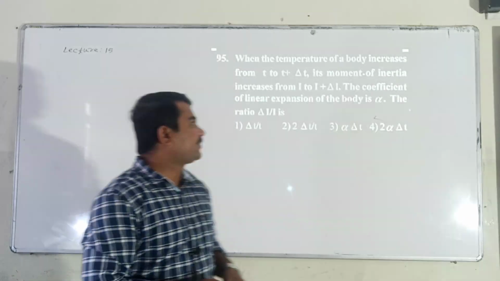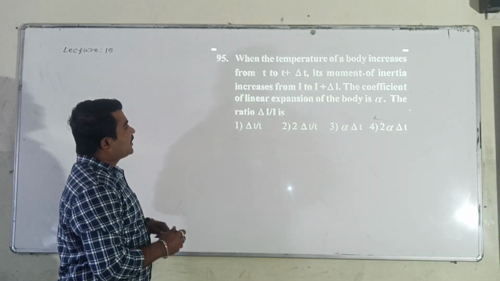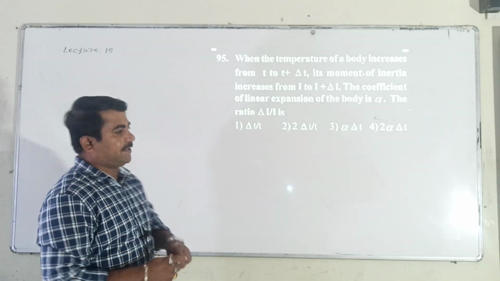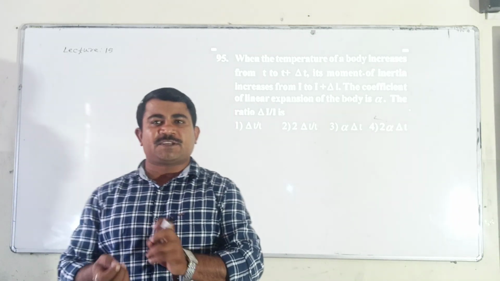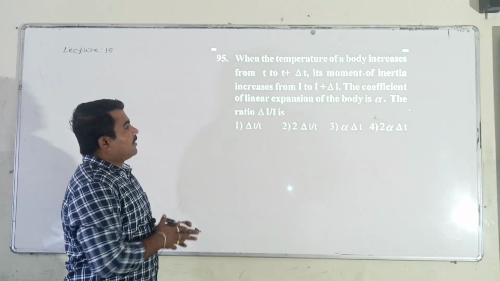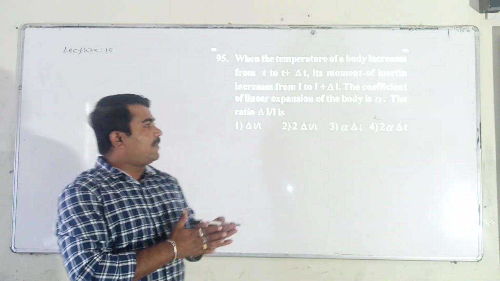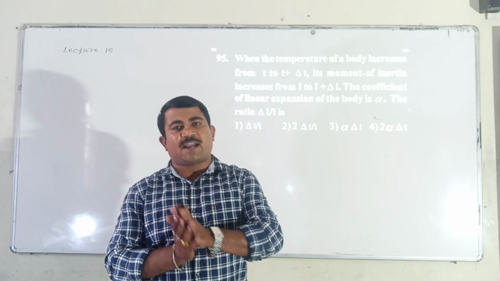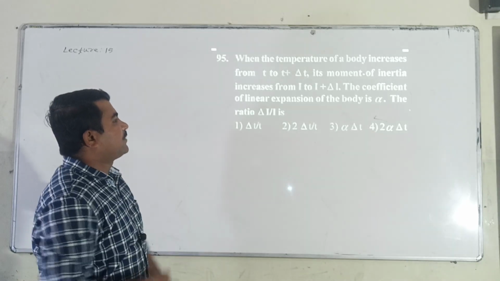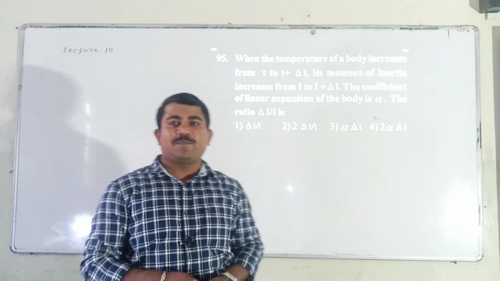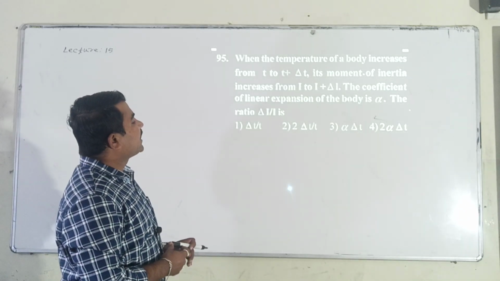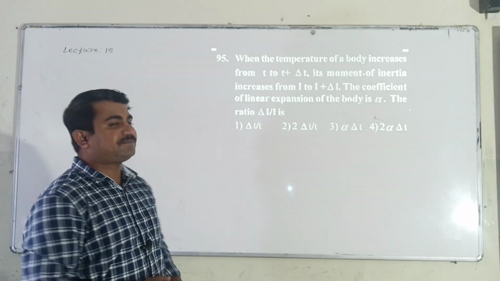Look at me here. What is the question given? When the temperature of the body increases from T to T plus del T, its moment of inertia changes from I to I plus del I. Coefficient of linear expansion of the body is alpha. Then the ratio of del I divided by I is.